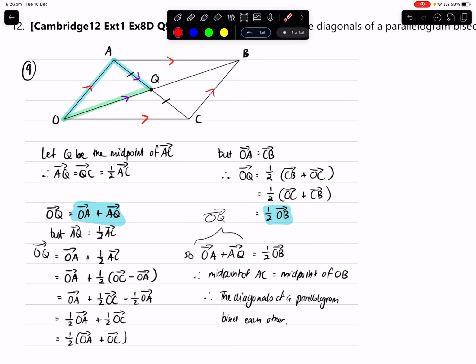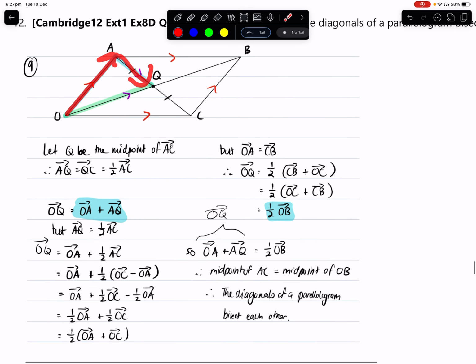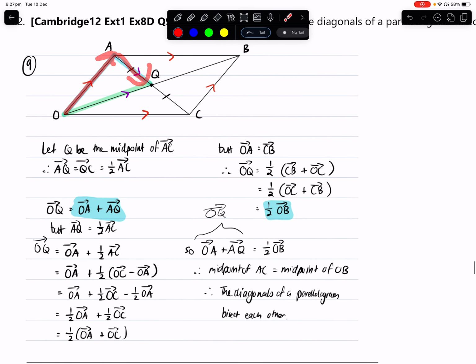So therefore OQ, which was OA plus AQ, the blue ones here added together, we did all this working out just to show that it's equal to now half OB. So OQ is now half of OB. Therefore we've already gotten Q as a midpoint of these two points, and now we've also shown that Q is the middle between O and B by showing OQ is half of OB. Therefore the diagonals of the parallelogram bisect each other.